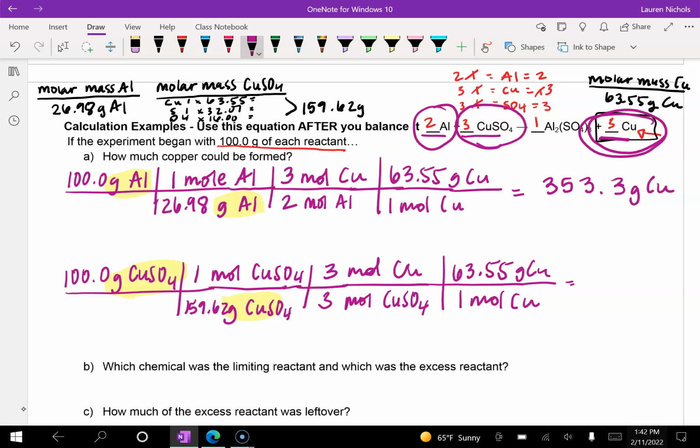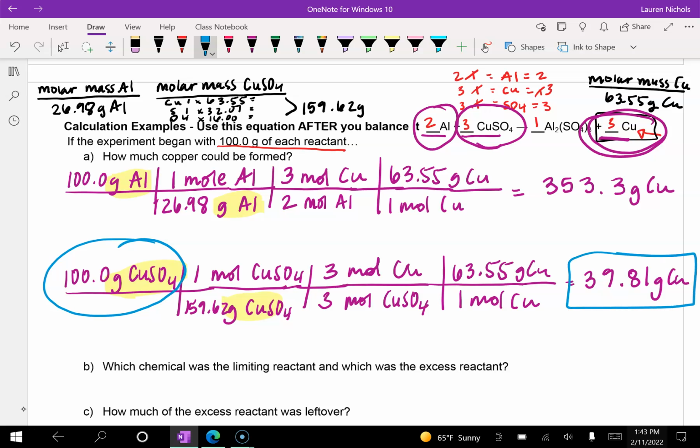And for the copper sulfate, it will give us 39.81 grams of copper. So what we see here is a couple of things. If I have 100 grams of copper sulfate, this is the maximum amount of copper I can produce with that amount of my reactant. If I have 100 grams of aluminum, the maximum amount I can produce is 353.3 grams of copper, okay? So these would be our theoretical yields.